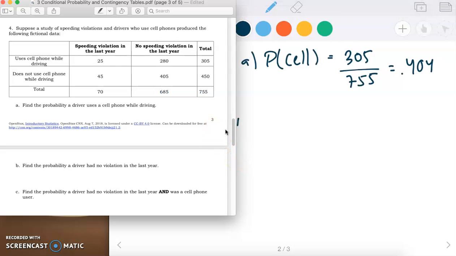Part B says find the probability a driver had no violation in the last year. So now we're looking at columns, right? Because see here on this, the rows are for whether or not they use a cell phone. The columns are for the speeding violations. So we're looking for the probability, and I'm just going to write speed for speeding violation. Or this one says no violation, excuse me. So I'm going to write no speed.